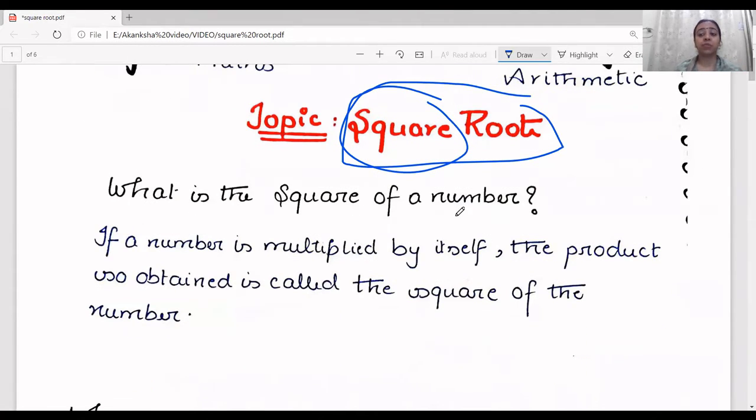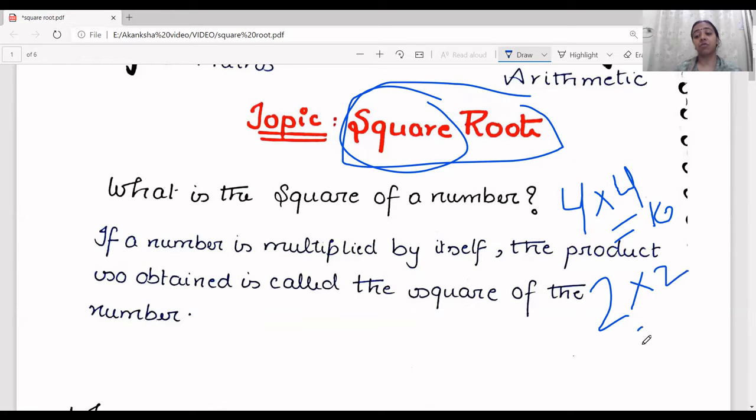Square of a number means the number is multiplied by itself. For example, square of 4 is the number whose square has to be found, multiplied by itself. So 4 times 4 is 16. All of us know that, right? So square of a number is the number multiplied by itself. Similarly, square of 2 is 2 multiplied by itself, so it is 4.